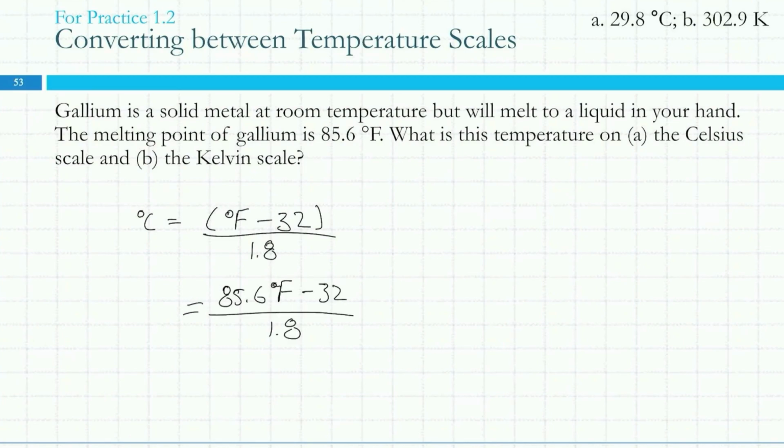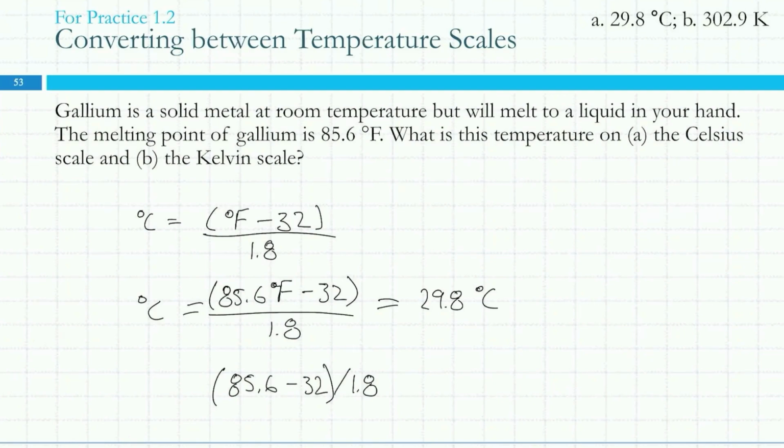And this is a calculator skill check, because if you type that all in one single line, something like 85.6 minus 32, and then you say divide by 1.8, the calculator will do the division first and then subtract. Maybe I should write this with parentheses. That's why the parentheses are there. So if you do parentheses here, it'll do the correct order of operations. Or if you have a fancy calculator that'll let you put stuff over fractions, that'll work too. 29.8 degrees C.